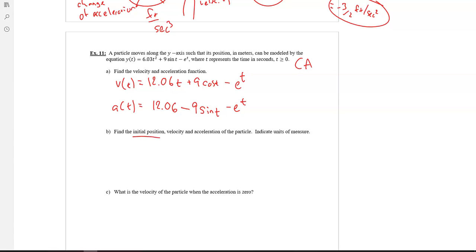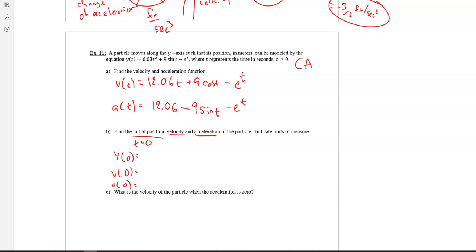Find the initial position. So initial means at the start, right? And if we are at the start, what is our time? 0. So that means t equals 0. And the same thing for velocity, same thing for acceleration. So we want to find y of 0. We want to find v of 0. We want to find a of 0.